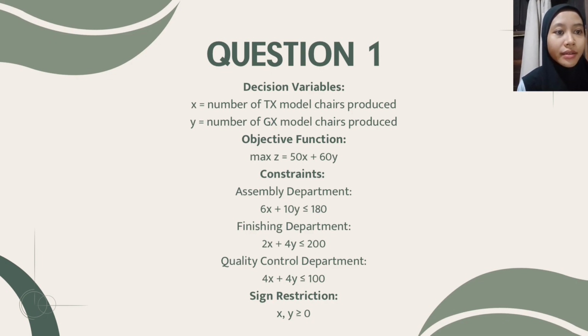10y less than or equal to 180, and the finishing department 2x plus 4y less than or equal to 100, and the last one, the quality control department, 4x plus 4y less than or equal to 100, and the sign restriction is x and y greater than or equal to 0.